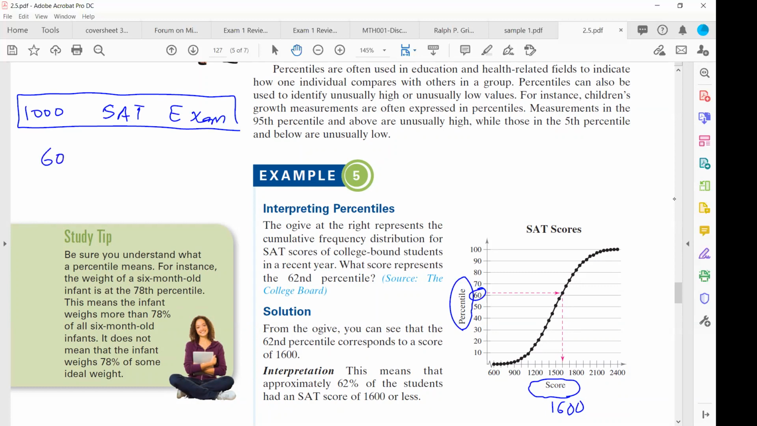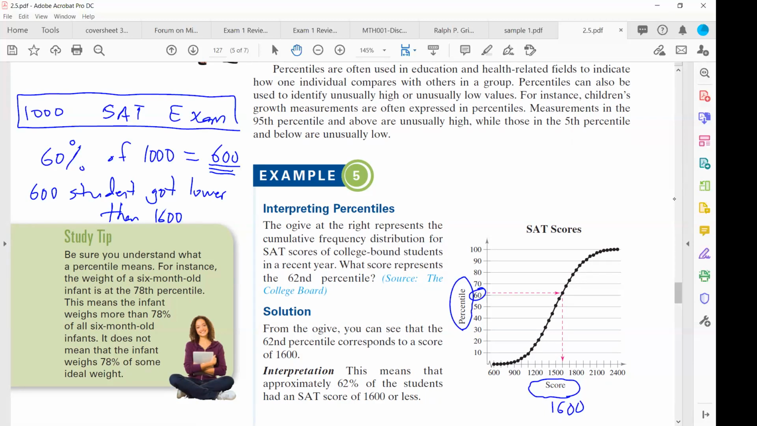60% of 1,000 students is 600. 600 students got lower than 1,600 on the SAT exam. It means that only 40% of the students, or 400 students, got above 1,600.